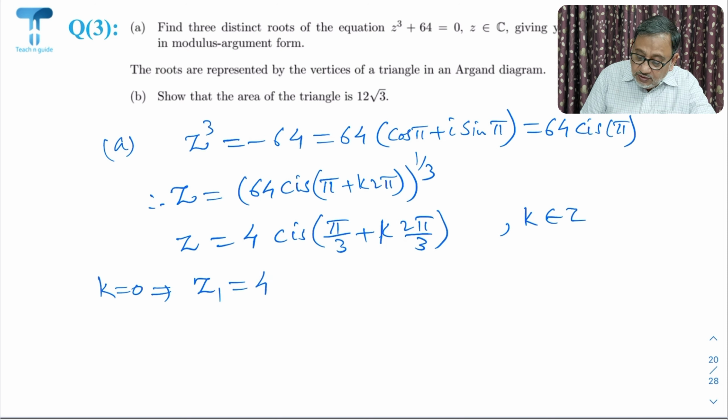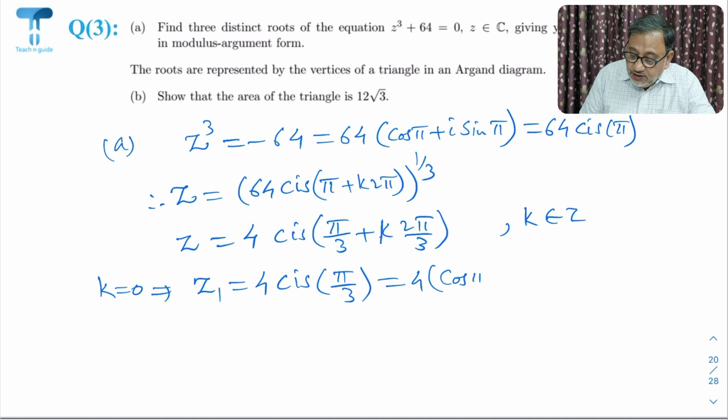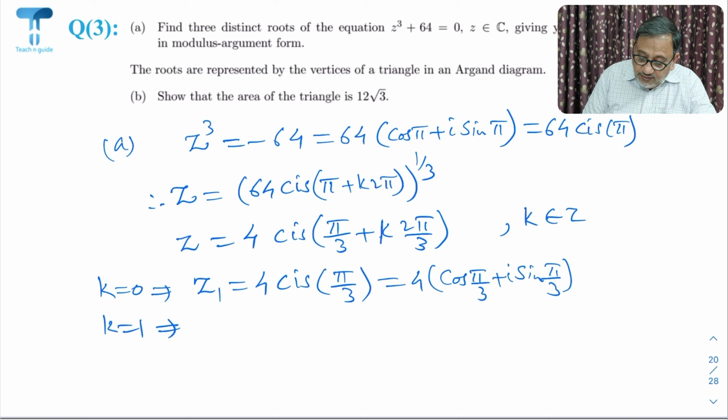So z1 is 4 cis pi by 3 only because k is 0. So cis pi by 3 we will write as it is. Giving your answer in the modulus argument form, so 4 and cos pi by 3 plus i sin pi by 3, right? I can write like that. And k is equal to 1.